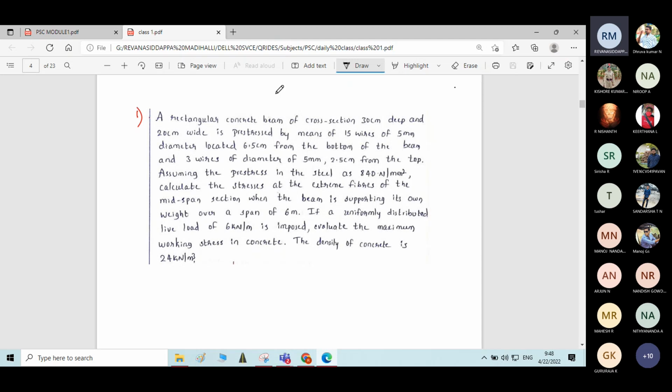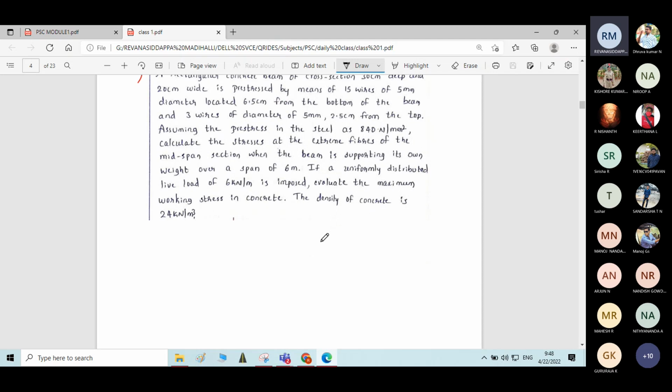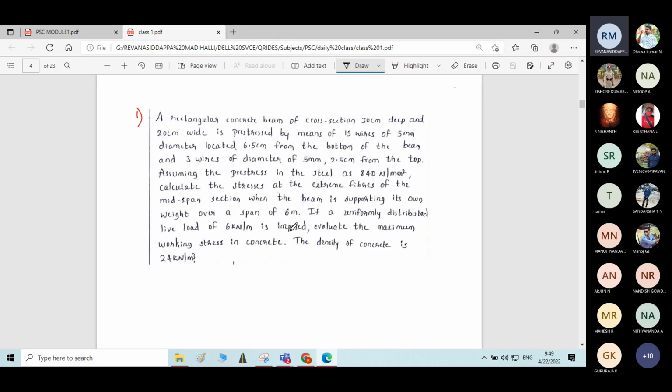If a uniformly distributed live load of 6 kilonewton per meter is imposed, evaluate the maximum working stress in concrete. The density of concrete is 24 kilonewton per meter cube.